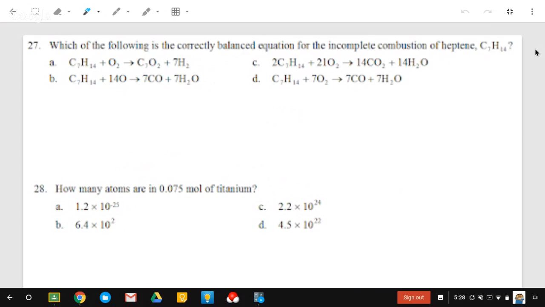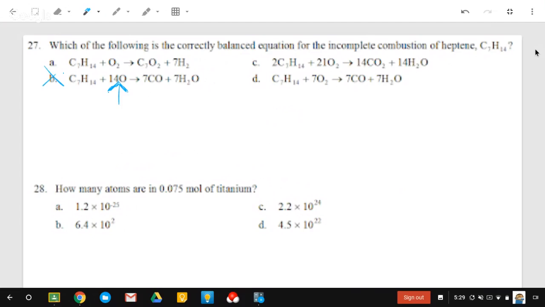So in 27, which of the following is the correctly balanced equation for the incomplete combustion of heptene? Can you guys put in the chat what the answer for 27 is, and I'll make sure that whatever the answer is correlates to this. Let's see here, because I don't have the answer sheet. I forgot what they were. I didn't bring it with me. I was so ready to get out of there on Friday. So I know B is not it, because O is diatomic. It has to be O2. So A, C, and D are options.